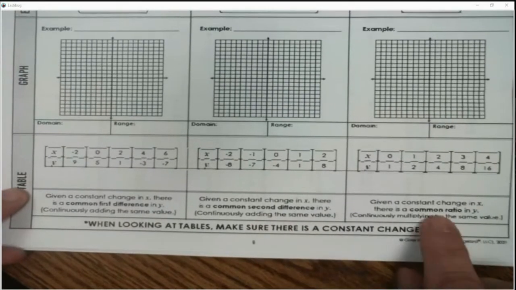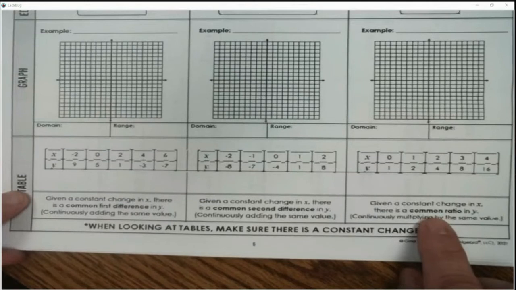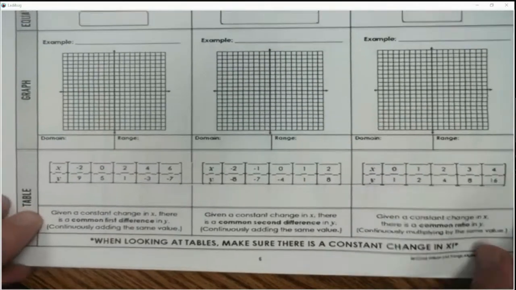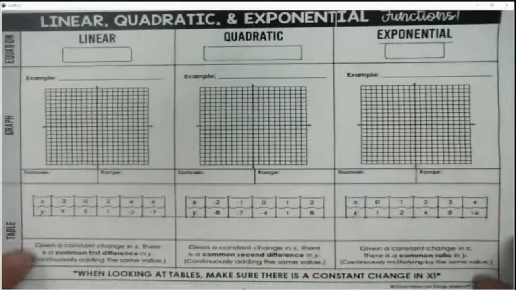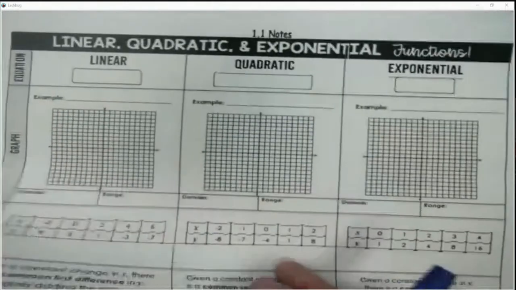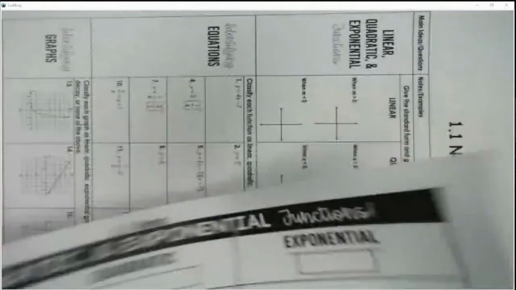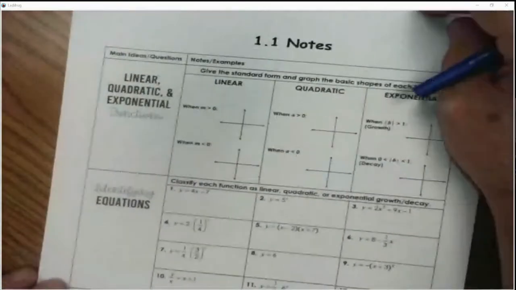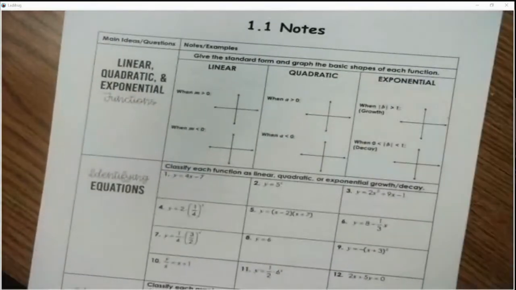And this has a common ratio, times 2, times 2, times 2. All right, all of that. So this page is in the notes, but we won't spend a lot of time filling that out because it's basically a repeat of what we just did. These notes here, you say give the standard form and the basic shapes of each function.